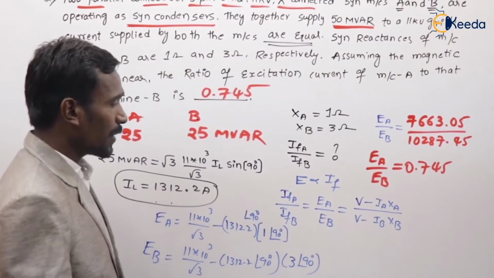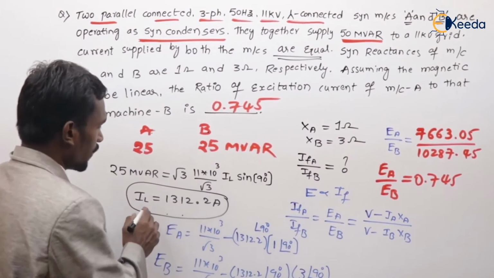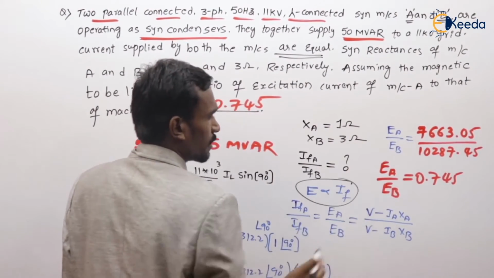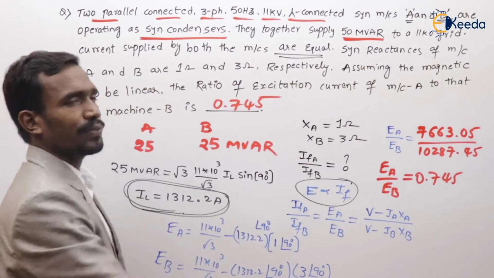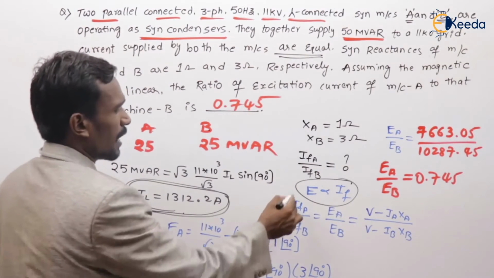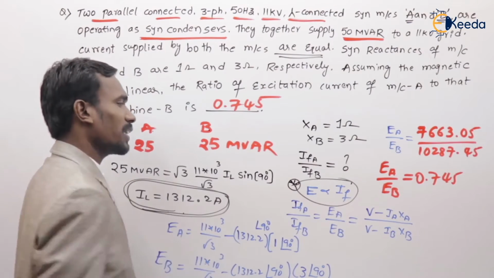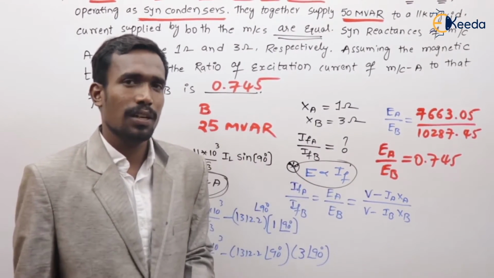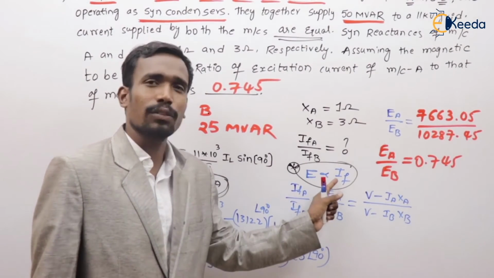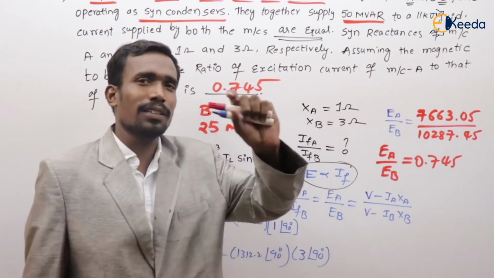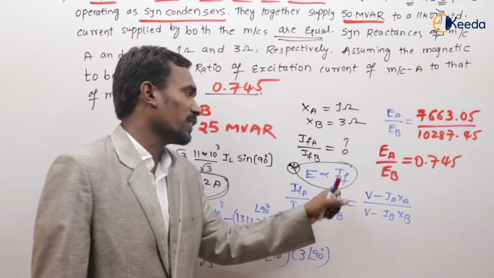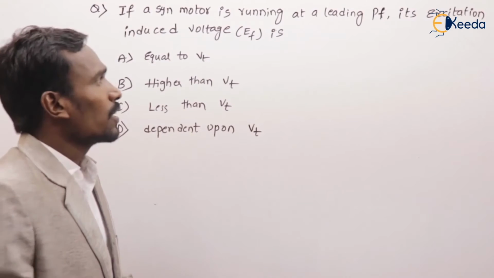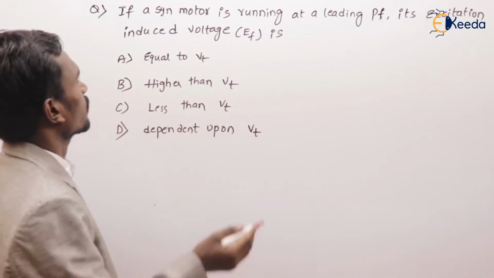But we have to do many steps here. First we find the current, then the EMFs, then the ratio of EMFs. We have to know that EMF is directly proportional to field current. Actually we have to find the field current, but I calculated the EMF, because the ratio of EMFs is nothing but the ratio of field currents. That is the point here. Okay, next question, a very simple question.